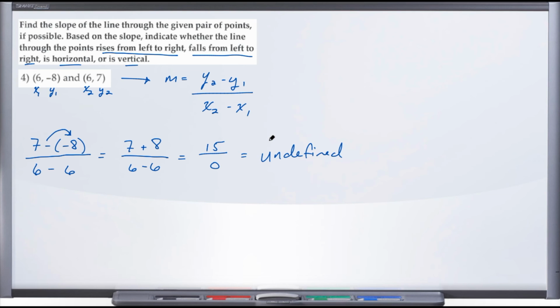And if you will recall from question 3, when we went over undefined and vertical lines and zero slopes and horizontal lines, then you will know that an undefined slope indicates that this line is vertical. And so answering this question now, we will say our slope, m, is undefined, and this is actually a vertical line, so vertical.